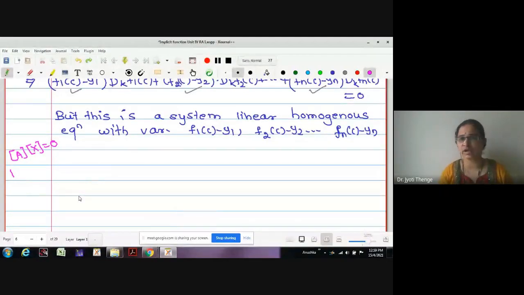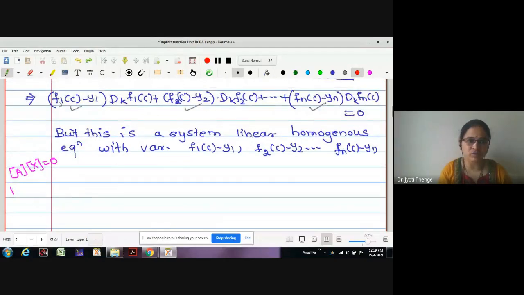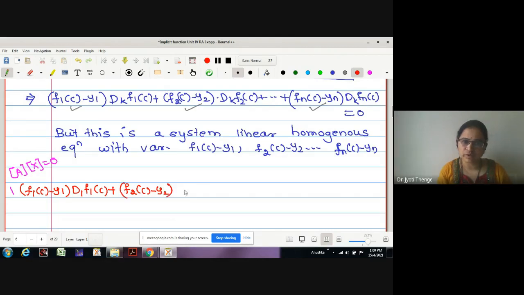I think it is better to write the system. I will write the system in a red color pen. Okay. For k equals 1, what is the system? (f1(c) minus y1) into D1 f1(c) plus (f2(c) minus y2) D1 f2(c), and so on, plus (fn(c) minus yn) into D1 fn(c) is equal to 0.